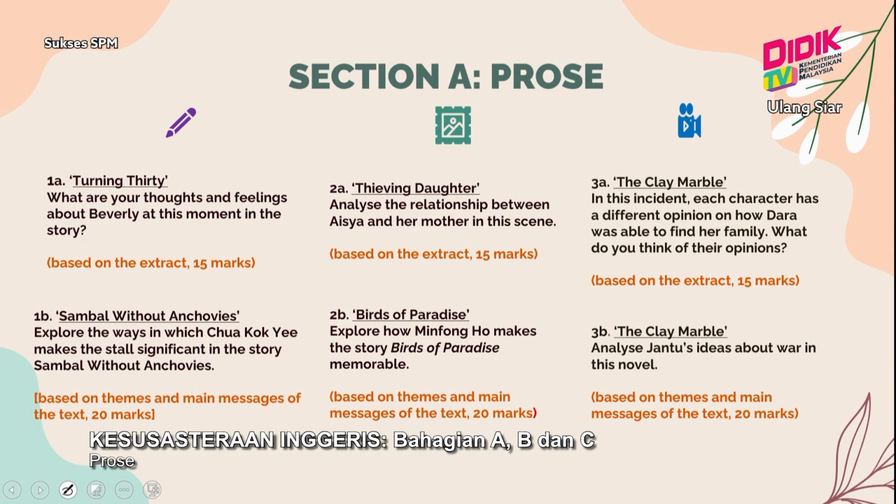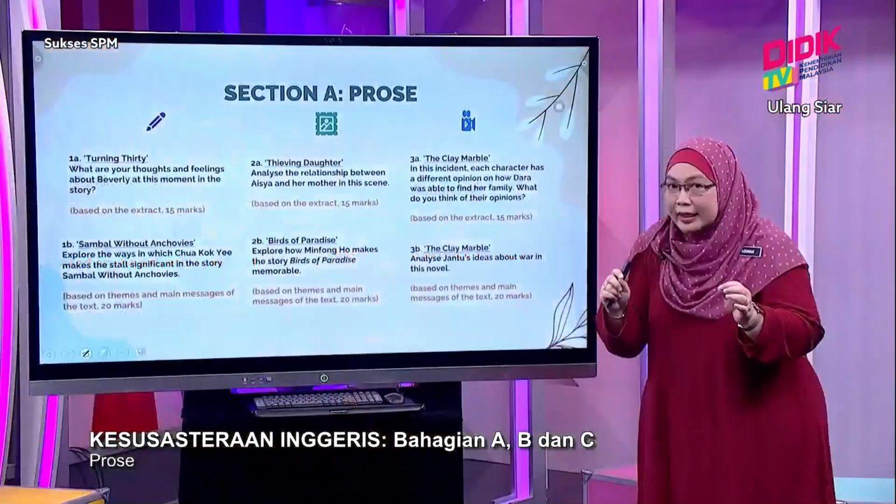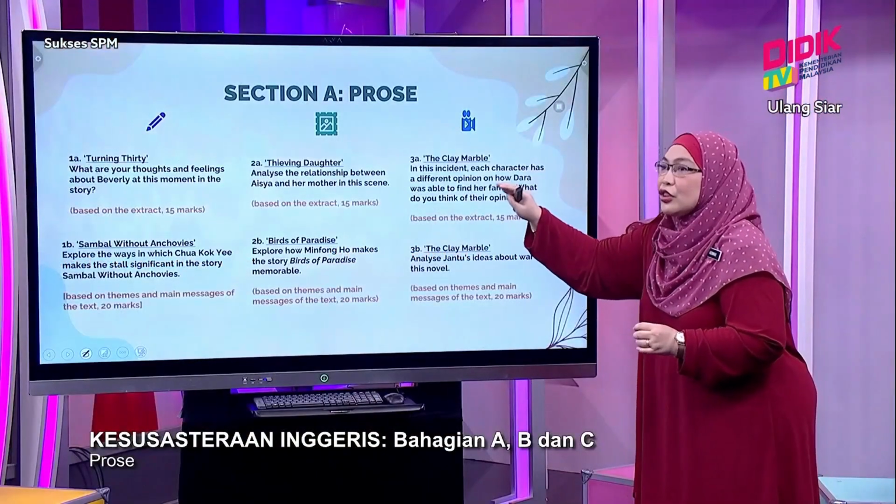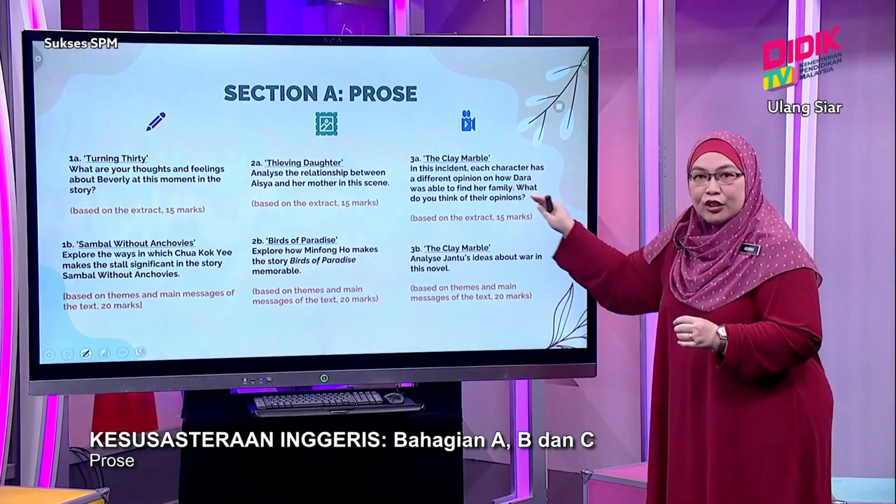And then, if you look at novel 3A, you look at the question, it goes, in this incident, each character has a different opinion on how Dara was able to find her family. What do you think of their opinions? You will realize and remember what your teachers have told you. These A questions are restricted, clearly restricted to the extracts that they have given you.